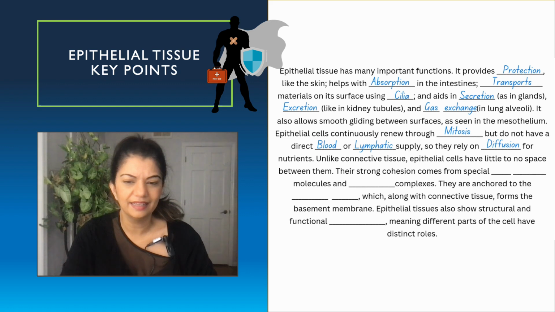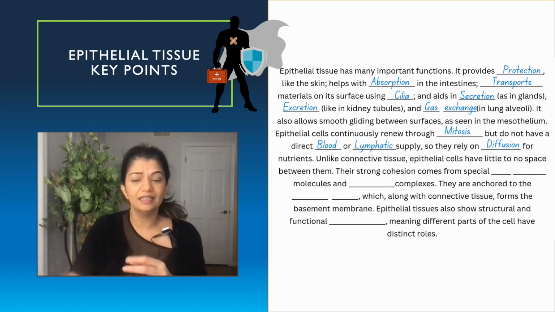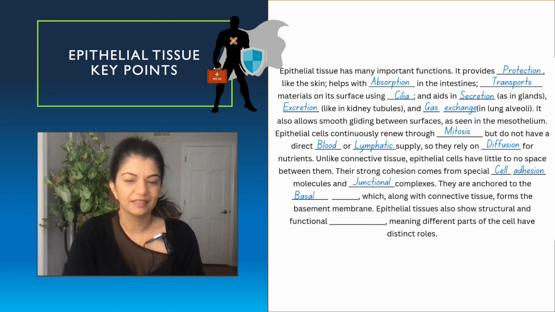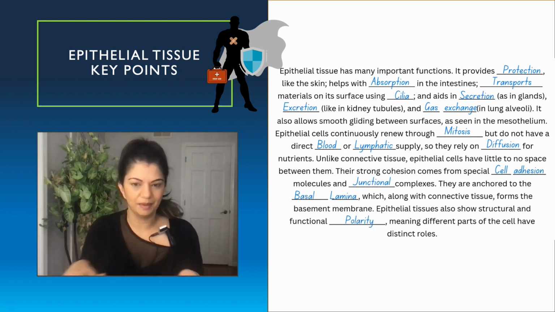And unlike connective tissue, epithelial tissue or cells have no space between them, right? There's no extracellular fluid between them. The cohesion that's very strong with epithelia actually comes from special cell adhesion molecules and junctional complexes that are anchored in the basal lamina, which along with connective tissue forms the basement membrane.